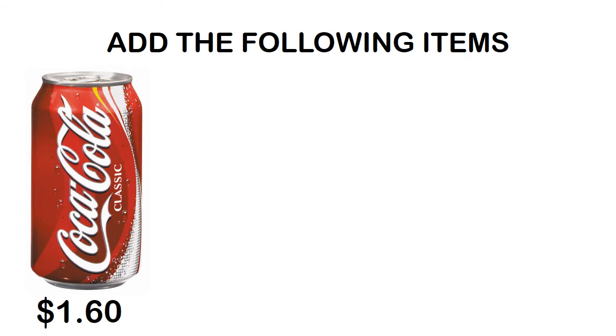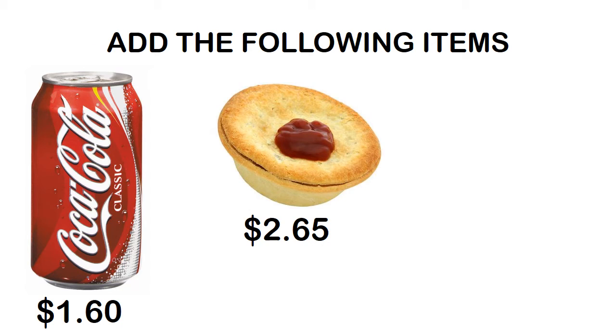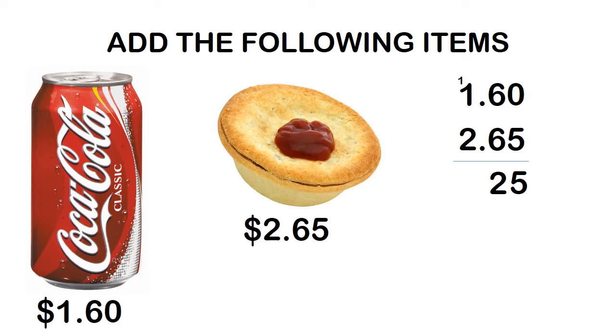Okay, let's have a look at another one. A little trickier here. $1.60 for a can of Coke, $2.65 for a pie. Let's add those up. 0 and 5 is 5. 6 and 6 is 12. Put the 2 down, carry the 1. And then 1 plus 1 plus 2 is 4. So my total is $4.25.